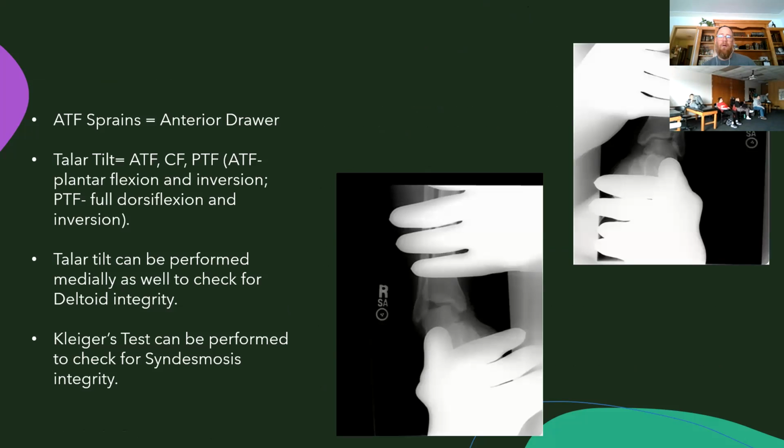So ultimately, we remember and we know what our special tests are for the ankle, right? If we're looking at an ATF sprain, we want to perform the anterior drawer test. Okay, talar tilt, which we've done in class, for the ATF, CF, and PTF, right? And if we remember correctly, all of that has to do with the angulation of the foot. So if I want to do talar tilt for the ATF, what position, how do I perform that?